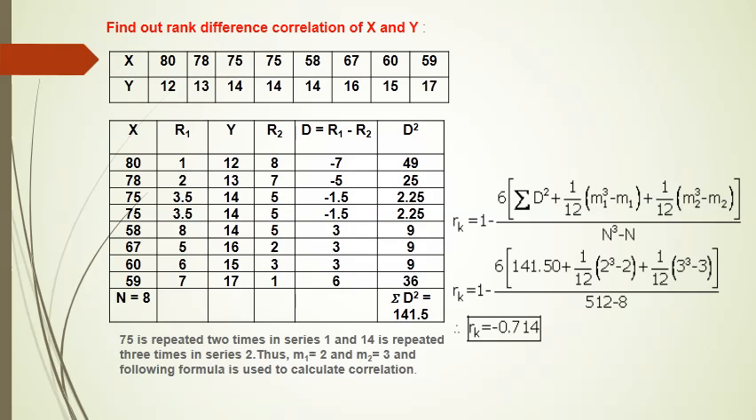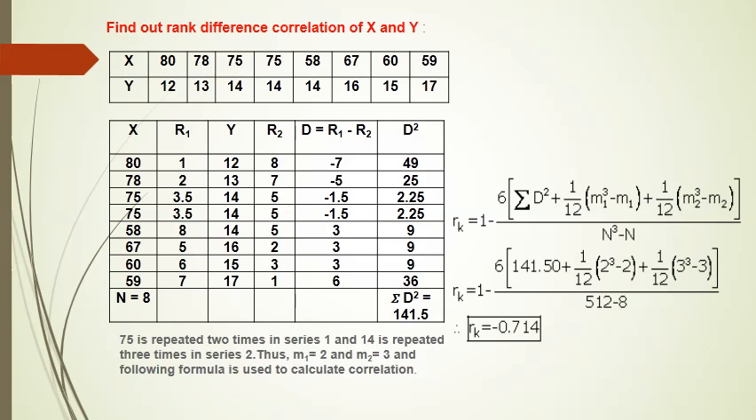In x there is one repeated rank, in R1 there is one, and in R2 there is one. But in R1, the number of times the rank repeats is 2 times, and in R2 a rank repeats thrice. So m1 will be 2 and m2 will be 3, because in y it repeats thrice. So the formula is 1 minus 6 summation of d square plus 1 by 12 (m1 cube minus m1) plus 1 by 12 (m2 cube minus m2). Why m1 and m2? Because there are 2 repeated ranks.